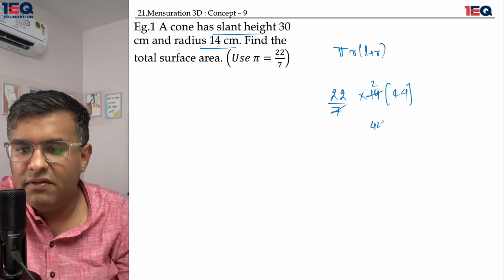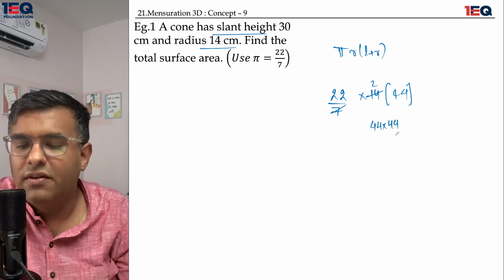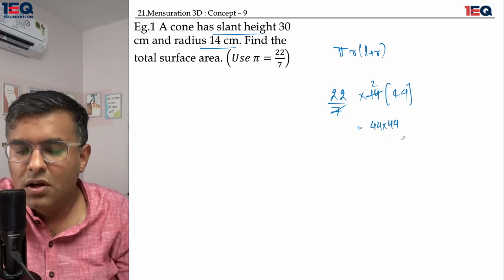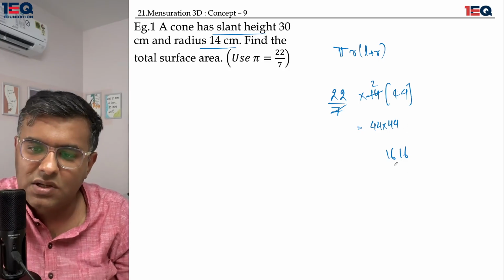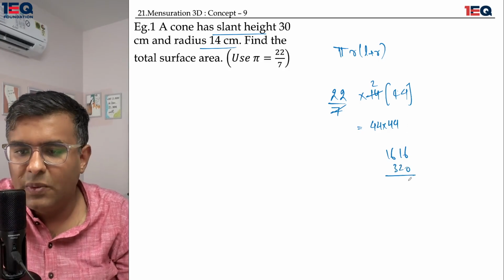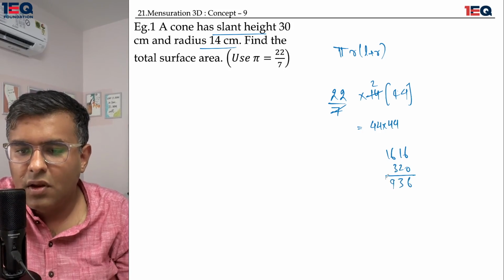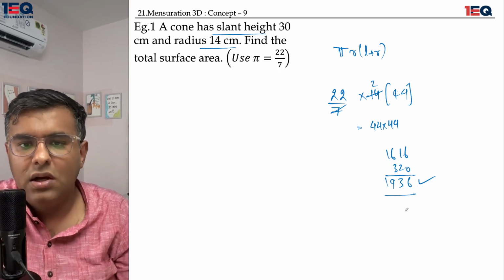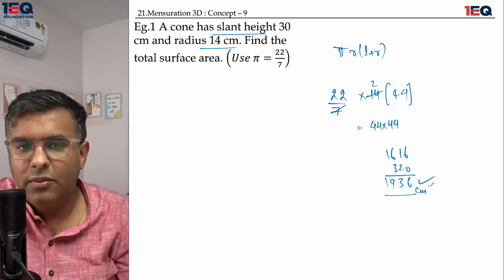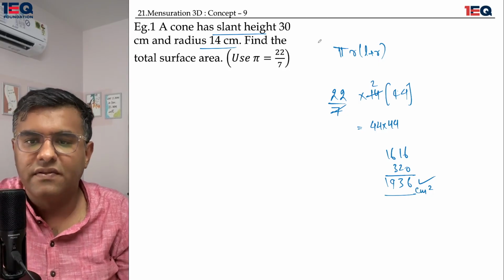And I would have 44 into 44 as my answer. So 44 square is nothing but 16 and 16. 4 4s are 16, 16 to the 32. Another 0 with it, 320. This would make it 1936. Okay, so 1936 centimeter square is my total surface area.